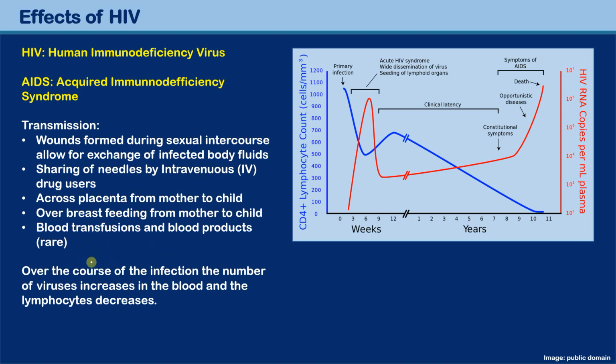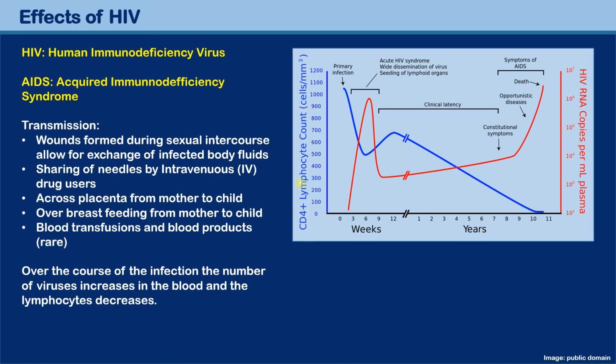So it is important to understand that over the course of the infection, the number of viruses increases in the blood, and the number of lymphocytes decreases. And this is something that I'm going to explain over here. What you see is two diagrams superimposed over each other. This y-axis over here is the CD4 plus lymphocyte count. So basically, these are the number of this specific type of white blood cell in cells per cubic millimeter. And the CD4 is the so-called CD4 T helper cells, and that's just their name.